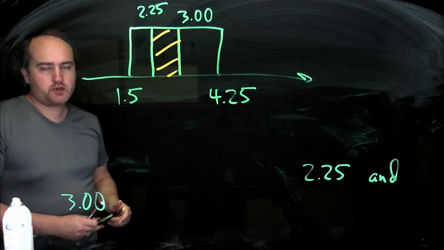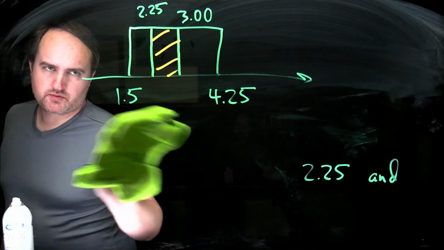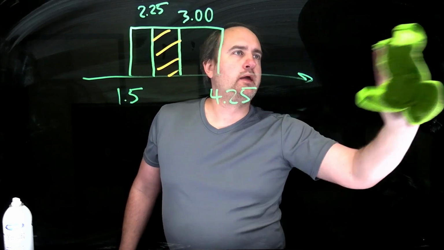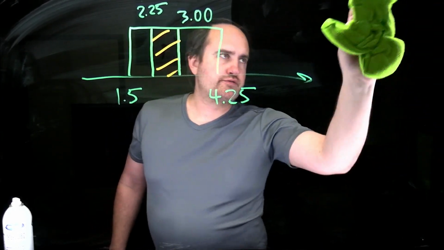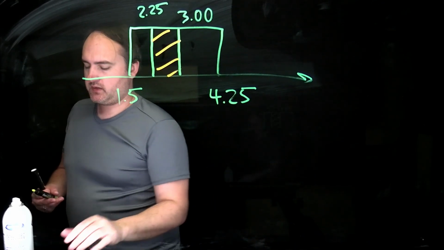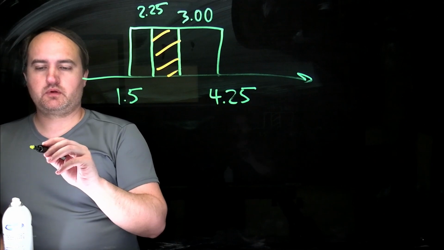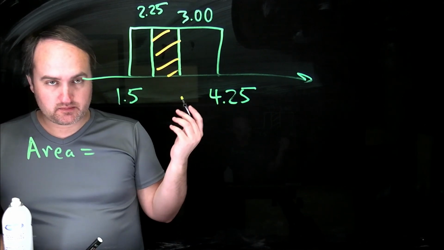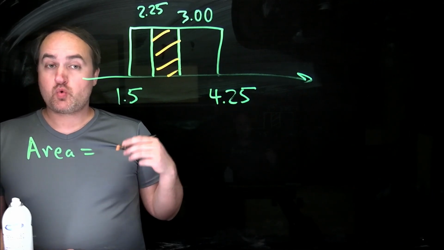So using the formula, the key is to just draw a picture like this. And then once you've drawn the picture, it should be pretty straightforward to use a formula. So in order to use a formula, we have to use height times width. Okay, so area equals height times width. So in order to find the height, we can do 1 over the range.